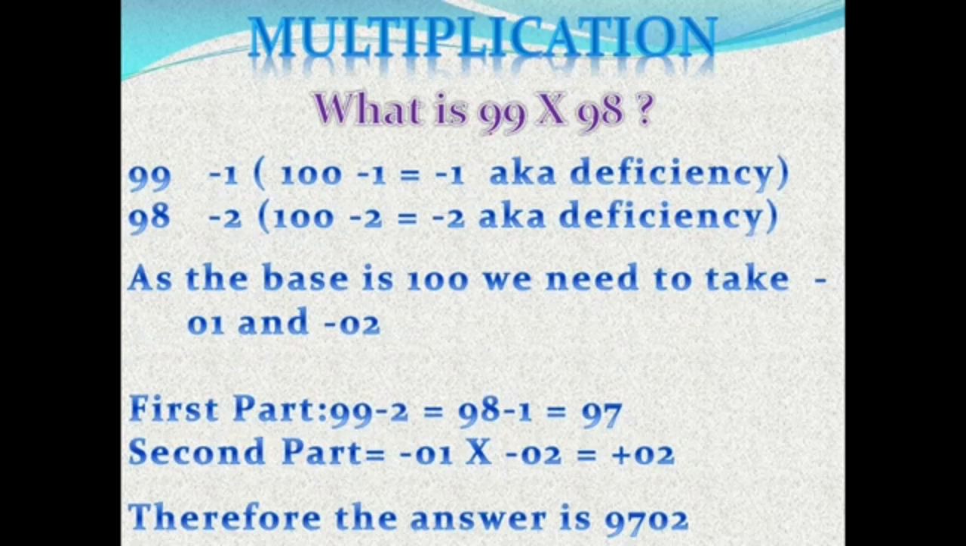And what is 99 into 98? Again these two numbers are near to 100, so the base value is 100. How much are these values less than 100? 99 is 1 less than 100, and 98 is 2 less than 100. So I have written -1 and -2, and these two values are called deficiencies. What you have to do is cross subtract: 99 minus 2 is 97, and 98 minus 1 is 97. So the first part is 97, and the second part is -1 into -2, which is +2.